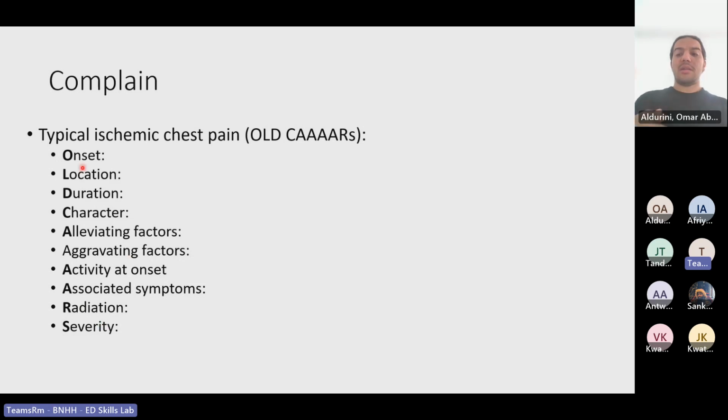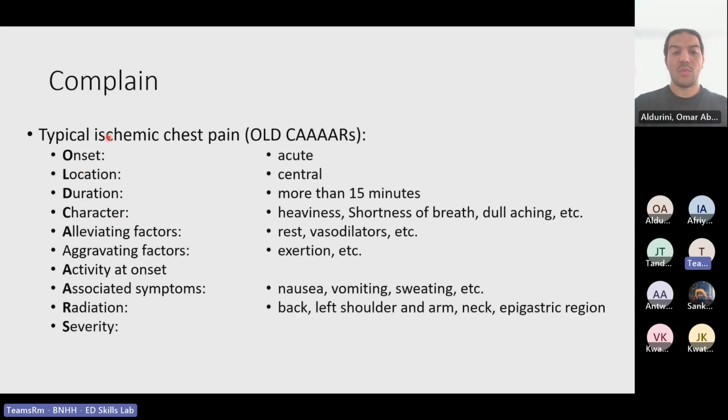Let's apply this to a cardiac patient. If a cardiac patient comes in with acute ischemia or acute hypoperfusion to his heart, usually the onset will be acute and the location will be central in his chest. The duration usually will last more than 15 minutes.